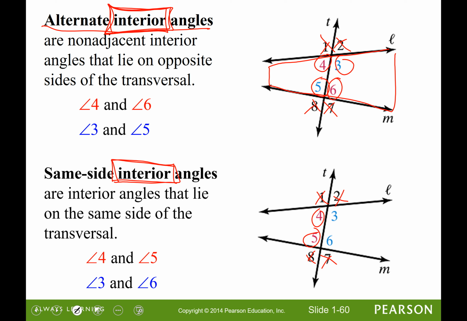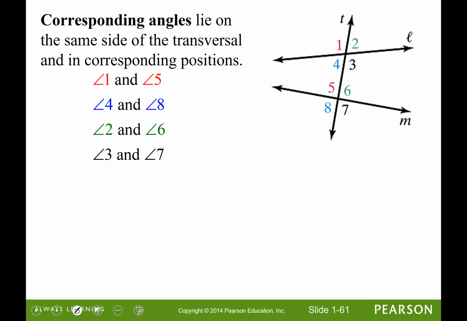And interior, so they are alternate interior angles. 3 and 6 are also on the same side, interior. That makes them alternate interior angles. Ooh, I should have said that makes them same side interior angles. So sorry. All right, so alternate interior angles, make sure you know that one. Same side interior angles, it's going to be more.